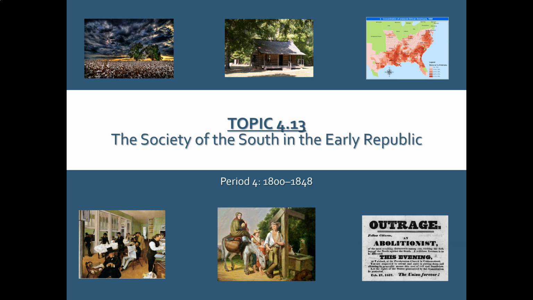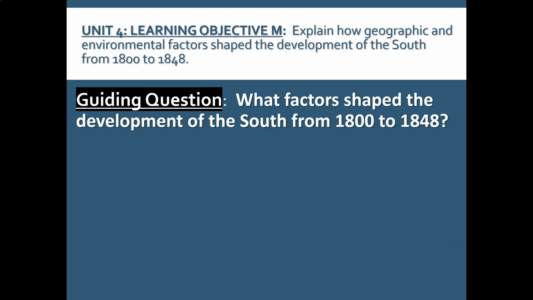We are in the last topic of period 4, topic 4.13, the Society of the South in the Early Republic. So this will be a great continuation of what we were looking at in the last video. Let's look at Southern society as we head towards the Civil War. What factors are going to shape the development of the South from 1800 to 1848?